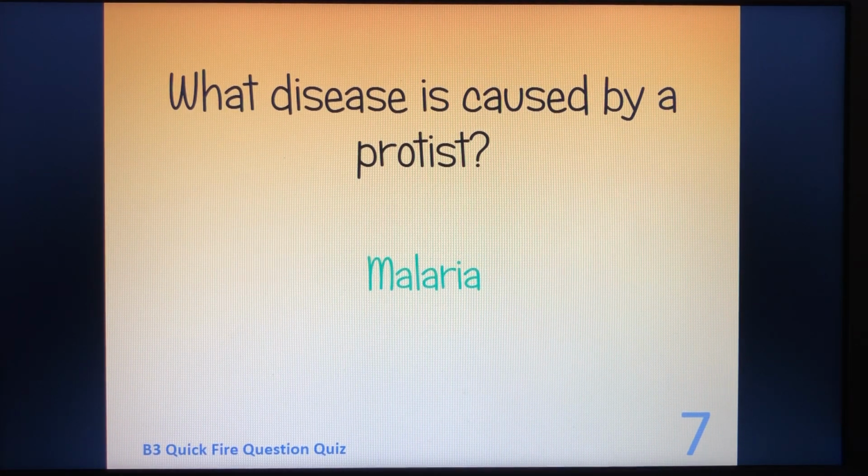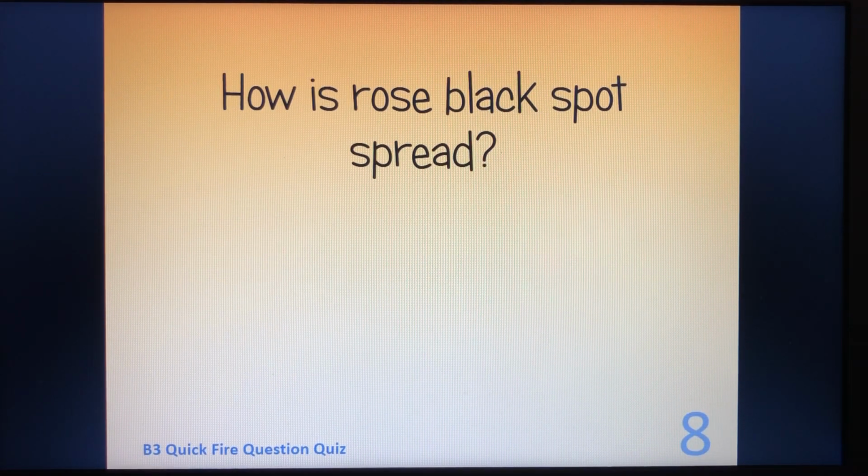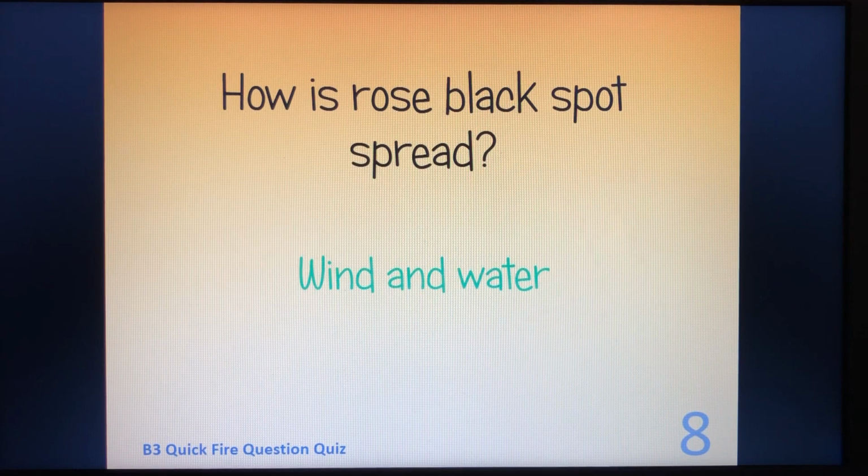Okay, moving forward, question 8. How is rose black spot spread? So how does rose black spot, those patches of purple and red spots on the leaf of the rose plant, spread from one plant to another? There's 2 ways. And the answer is by wind and water.